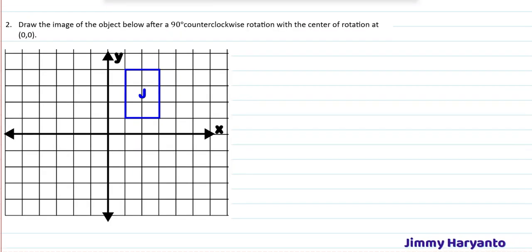We will do 90 degrees one more time, but this time it's counterclockwise. It's still the same. Choose one point and then draw a line to the center, which is 0,0, and then measure 90 degrees from the center counterclockwise. Going there, 90 degrees is about like that, and then draw another line as long as the first line. 1 unit diagonally, and then there is our image.